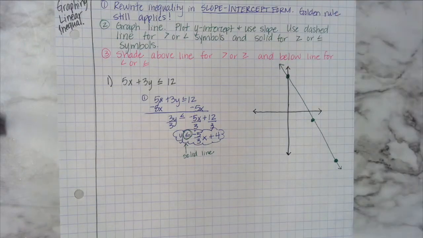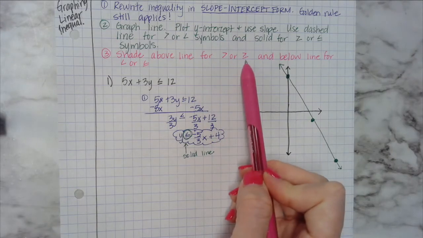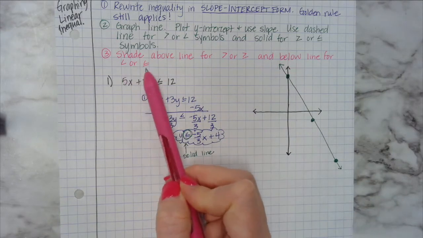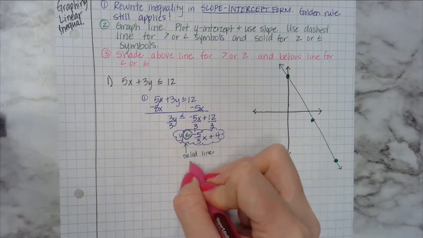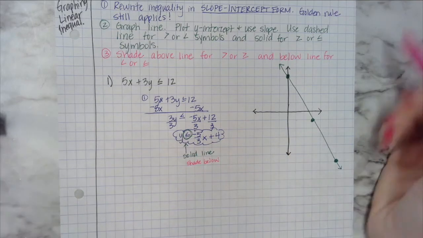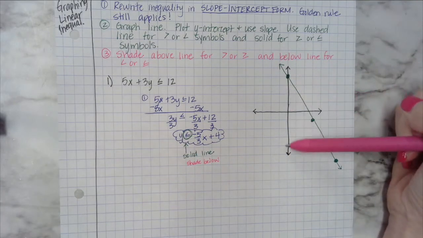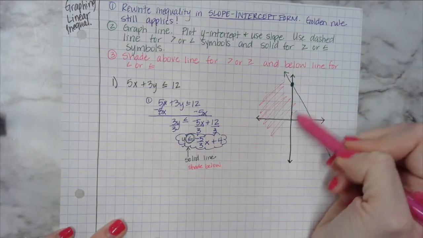And now we need to shade. It says shade above the line for greater than or equal to, and below the line for less than or equal to. So looking at this symbol, I have less than or equal to, so I'm going to shade below. Below meaning where y is going to be less than. And so that's going to be all of this area right here gets shaded.